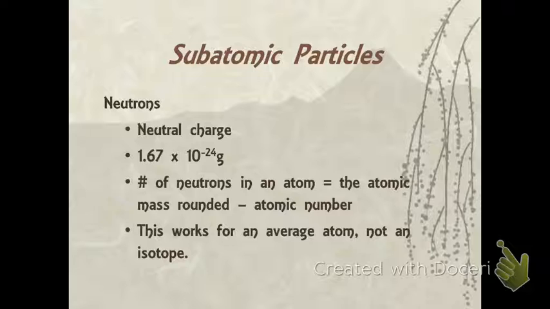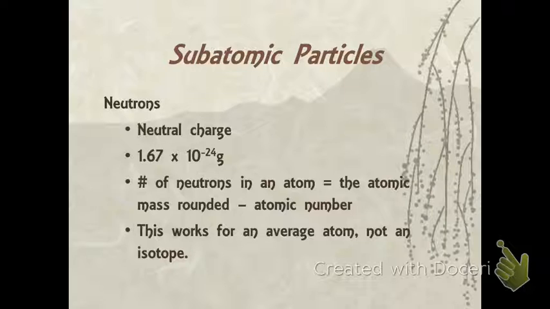What we do is we look at the atomic mass, round that number, and then subtract off the atomic number. As an example, if we looked at beryllium, beryllium has an atomic mass of 9.012, so we would round that to 9, and then subtract off the atomic number, which is 4, and we would be left with 5 neutrons. So an average atom of beryllium has 5 neutrons.